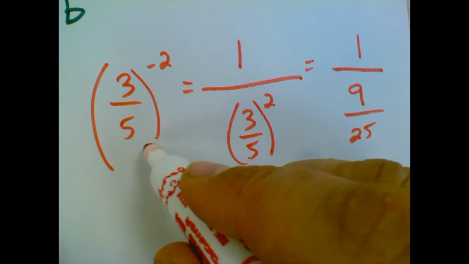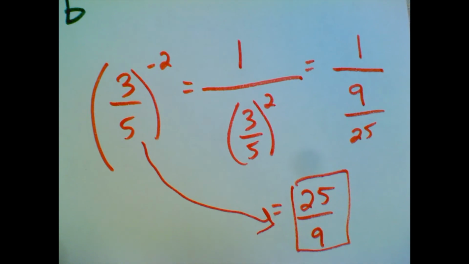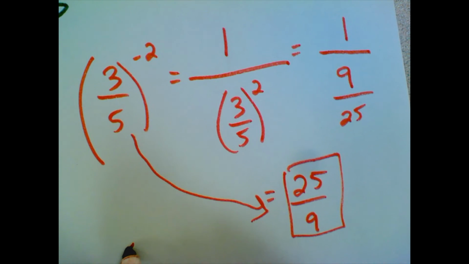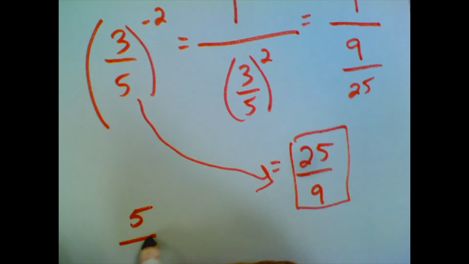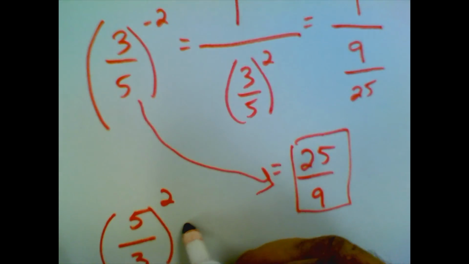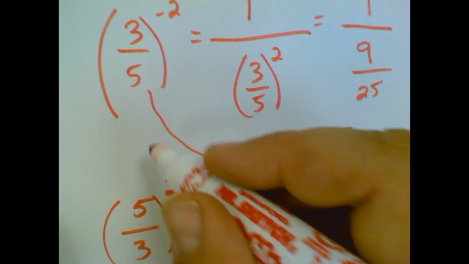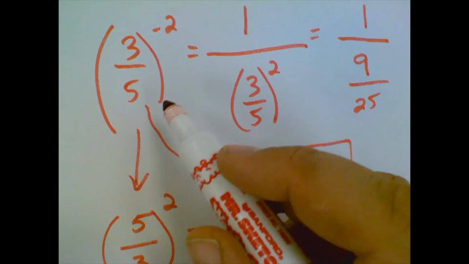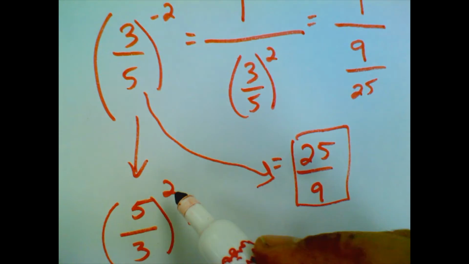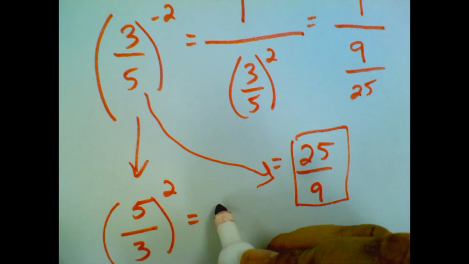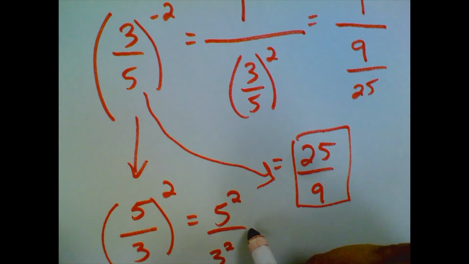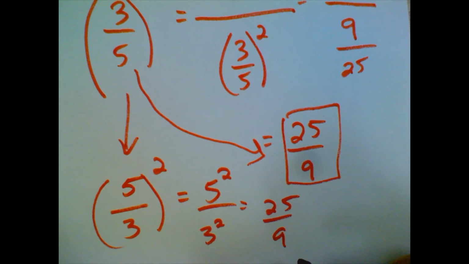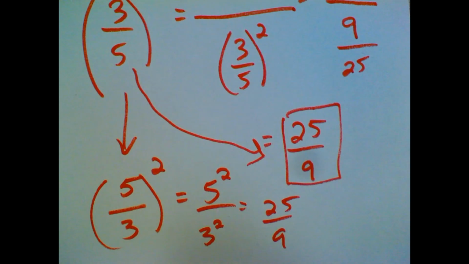But what's a quicker way to go from here to here? So if your base is a fraction, what you want to do is flip the fraction over, take the reciprocal of the fraction, and then change the exponent to positive. That's the direct route. So flip the fraction, change your negative exponent to positive. If it starts with positive, you don't have to worry about it. So this would be 5 squared over 3 squared, which is 25/9. And that's the same thing we got before. Okay, so watch out for that.